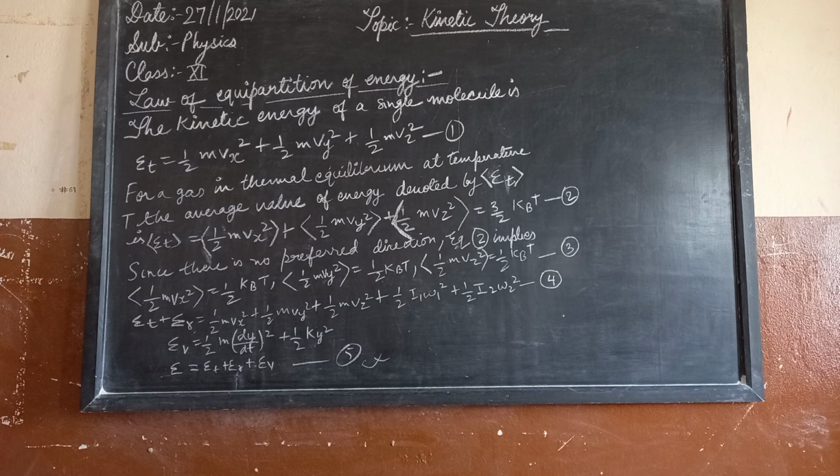translational, rotational and vibrational motion. At equilibrium, the total energy is equally distributed in all possible energy modes, with each mode having an average energy equal to 1 by 2 kBT, which is known as the law of equipartition of energy. According to it, each translational and rotational degree of freedom of a molecule contributes 1 by 2 kBT to the energy, while each vibrational mode contributes 2 into 1 by 2 kBT, which is equal to kBT itself.